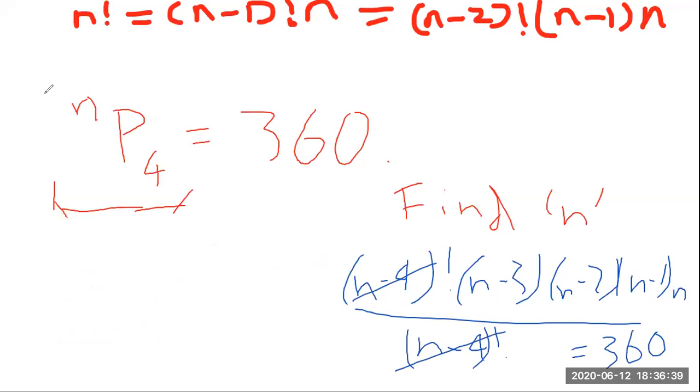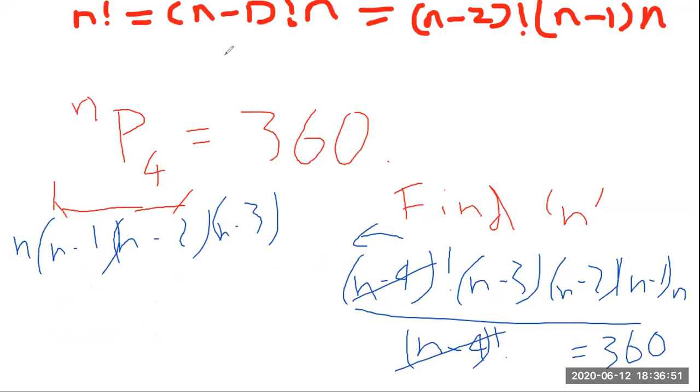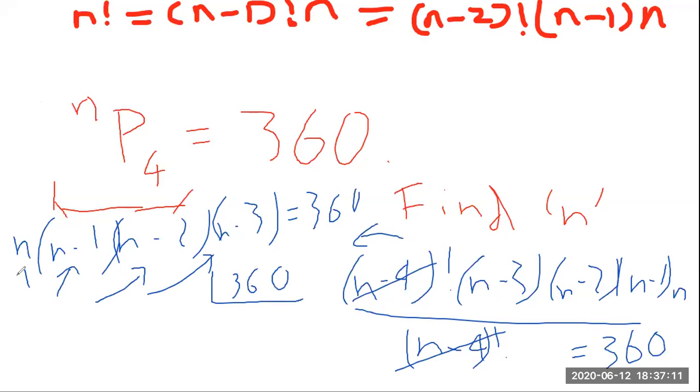if you expand this out, I don't think it would get any easier to solve. But what you have to notice is that all of these are consecutive numbers, and so you can factor out 360 and find four consecutive numbers which get you 360.